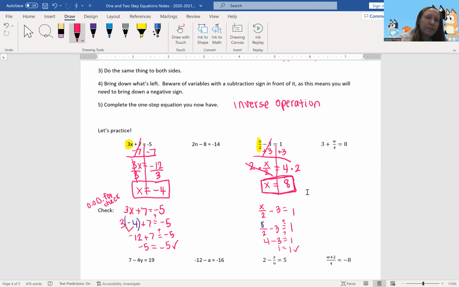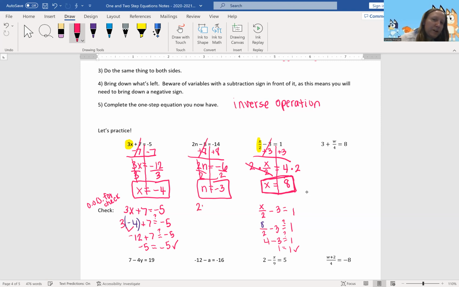Okay, for this one, we have to get rid of minus 8. So we add 8 because that's 0. We get 2n equals negative 6. Signs are different, subtract. Take the sign of the bigger number. Then we can divide by 2. And n equals negative 3.